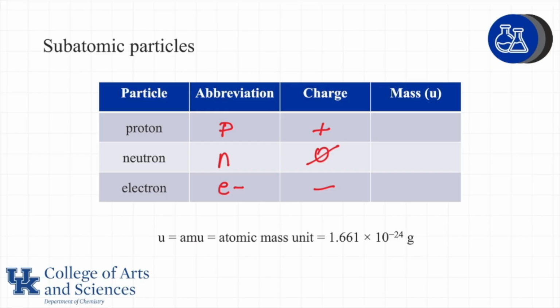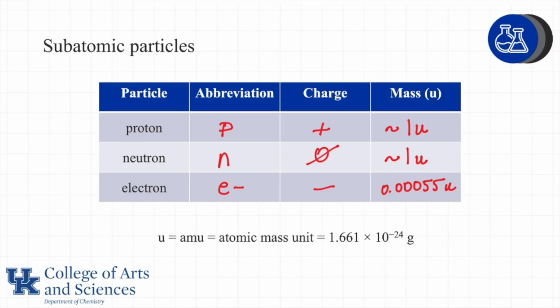We can also look at the relative masses of each of these. A proton has a mass of approximately 1 U, or 1 atomic mass unit. A neutron also has the mass of 1 U. So they're approximately the same, slightly different, but pretty close to one another. And then an electron has the mass of 0.00055 U. So much smaller than the mass of a proton or neutron.